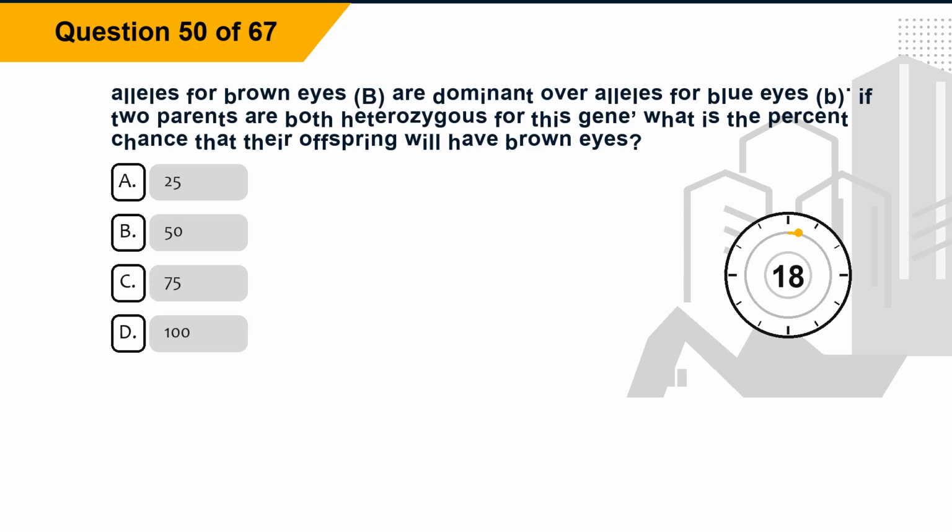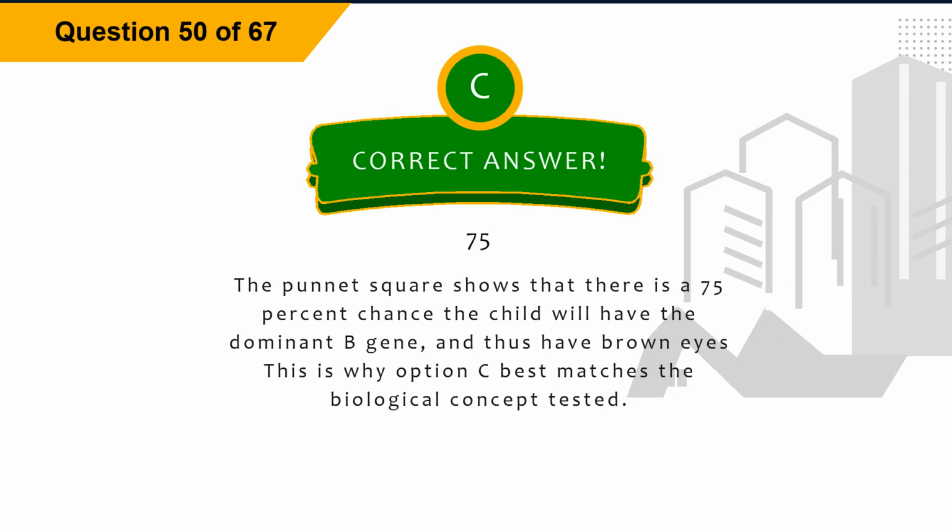Question 50. Alleles for brown eyes, B, are dominant over alleles for blue eyes, b. If 2 parents are both heterozygous for this gene, what is the % chance that their offspring will have brown eyes? Option A, 25. Option B, 50. Option C, 75. Option D, 100. The correct answer is option C, 75. Explanation. The Punnett square shows that there is a 75% chance the child will have the dominant B gene, and thus have brown eyes. This is why option C best matches the biological concept tested.